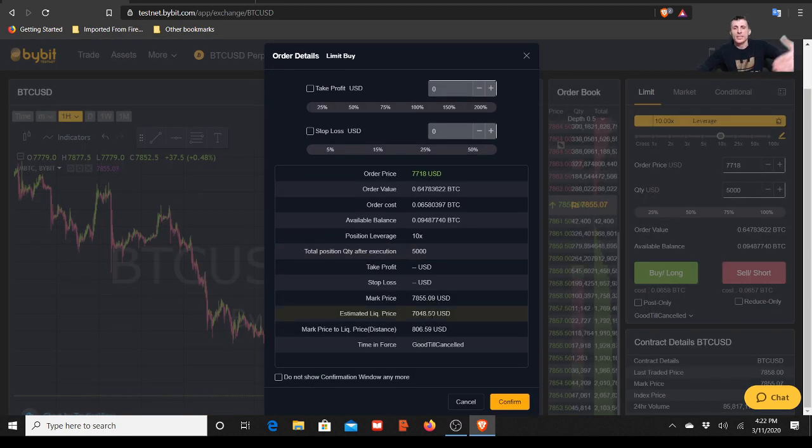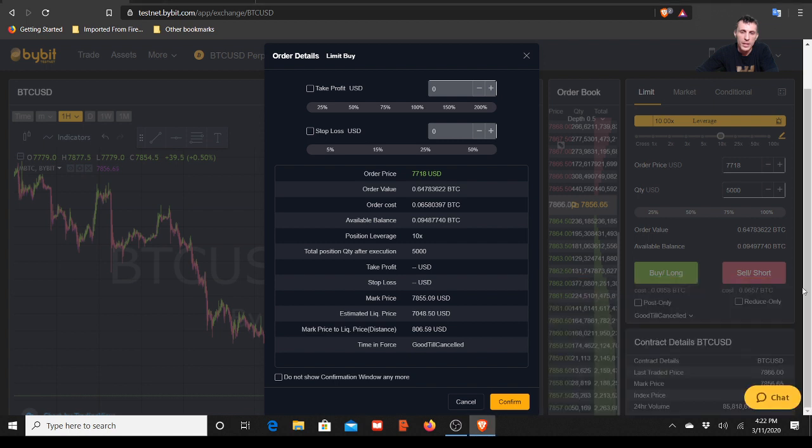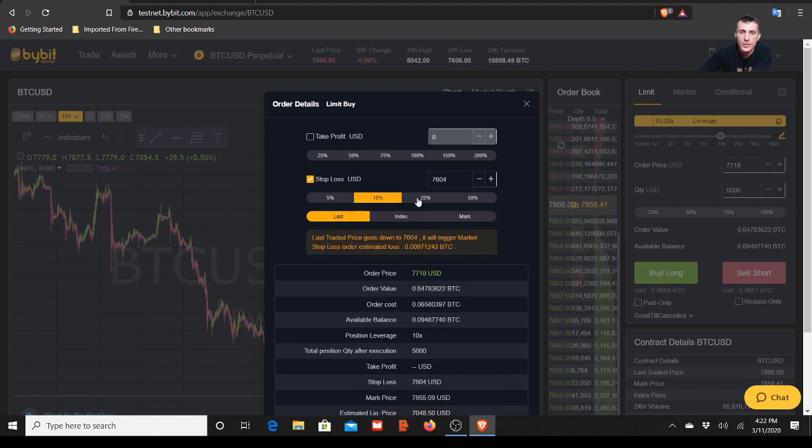So if the price falls all the way to 7,048, whatever you had risked, which would have been the 0.065 Bitcoin, you would have lost all of that if it came down and hit your liquidation. You must use a stop loss. You have to have good risk management or you will lose. By putting a stop loss 15 to 25% down, it would have saved you. You would have only lost 0.0097 Bitcoin versus all of it.